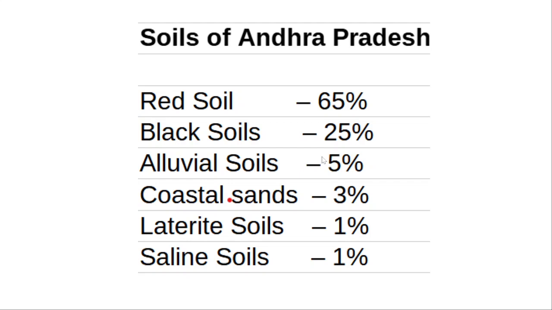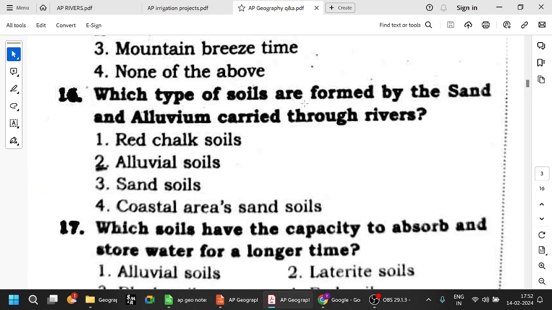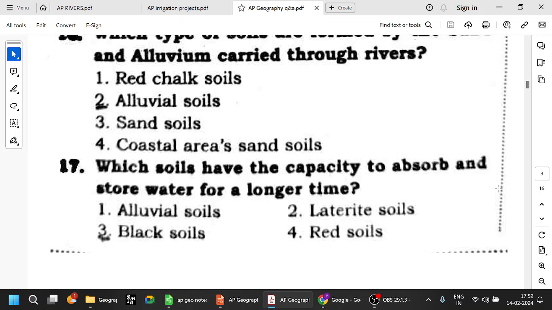Alluvial soils make up only 5%. They are found in the river valleys of Godavari, Krishna, etc. Coastal regions 3%, laterite soil 1%, and saline soil 1%. So this is very important. And if you look at the question, which type of soils are formed by the sand and alluvium through rivers? Alluvial soils, which are around 5% in Andhra Pradesh, remember that. In India, they form around 43%.